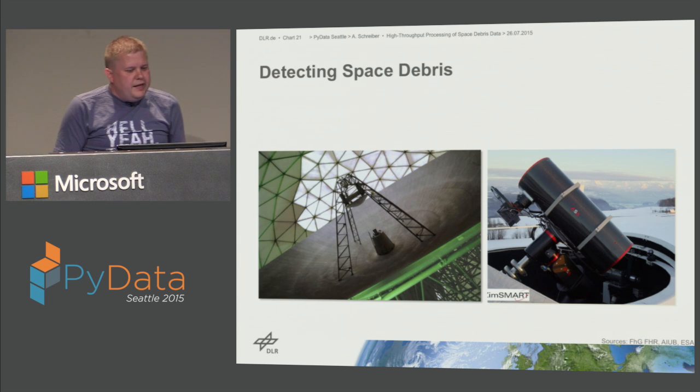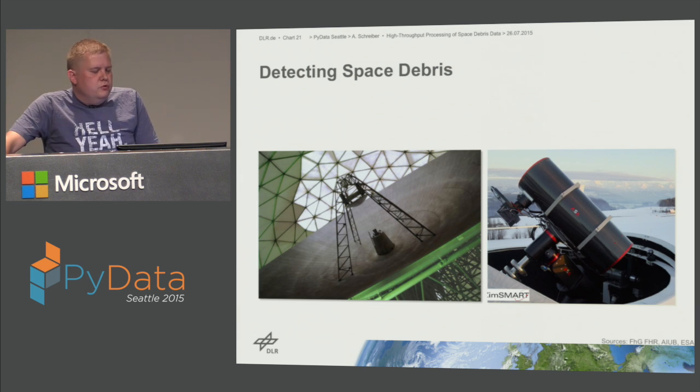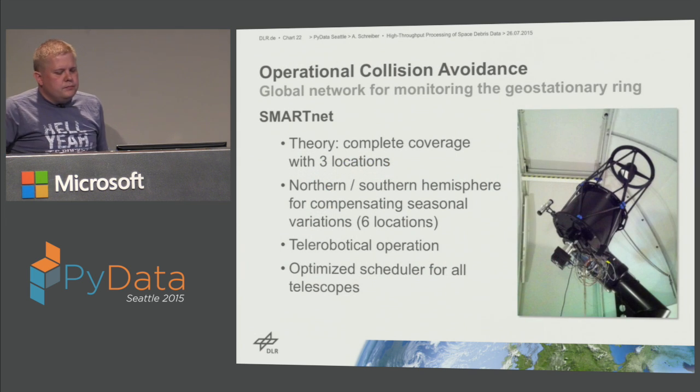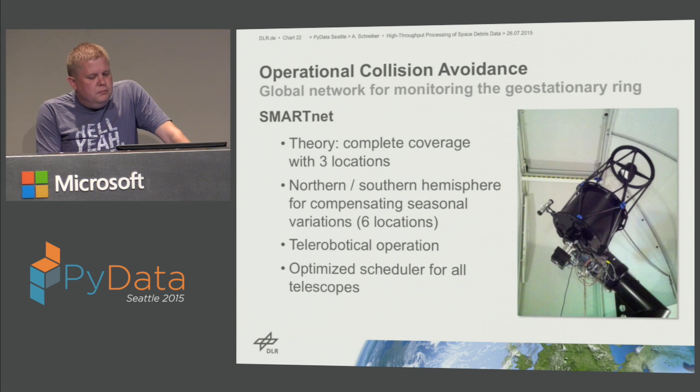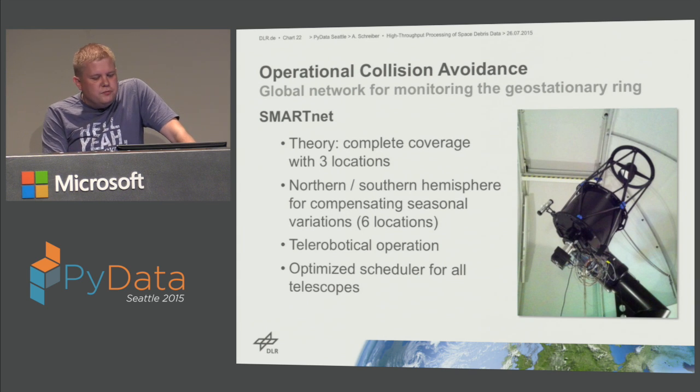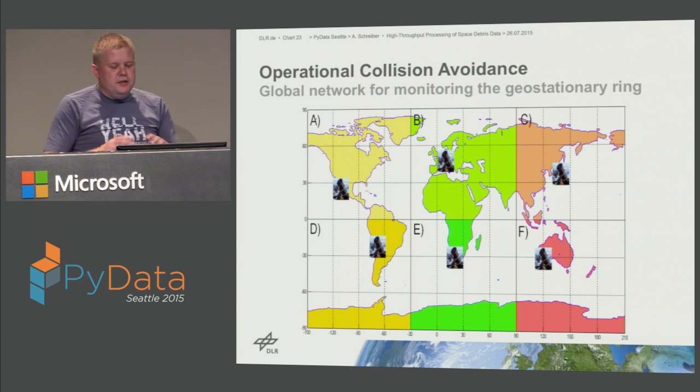An important thing is to detect space debris. This can be done basically with 3 methods. You can use radar, or optical telescopes, or lasers. We at the DLR use radar and optical telescopes, for example. Currently, we are working on a monitoring network called SmartNet, which consists of 6 optical telescopes distributed over the world, which operate robotically, and they have optimized schedules for the telescopes. And the locations are like this, also in the southern hemisphere, so we can cover all the space around us.